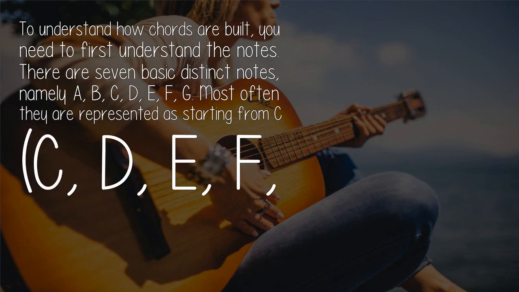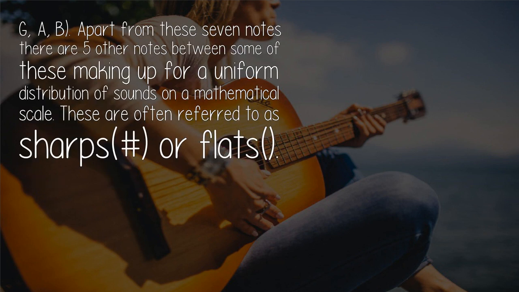To understand how chords are built, you need to first understand the notes. There are 7 basic distinct notes, mainly A, B, C, D, E, F, G. Most often they are represented as starting from C: C, D, E, F, G, A, B. Apart from these 7 notes, there are 5 other notes between some of these, making up for a uniform distribution of sounds on a mathematical scale. These are often referred to as sharps or flats.